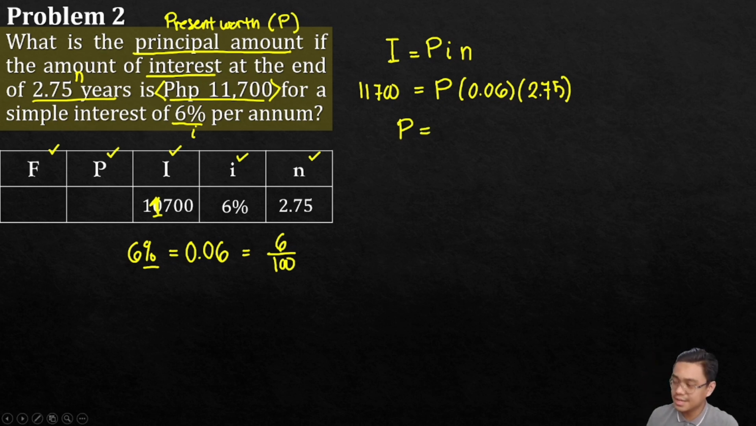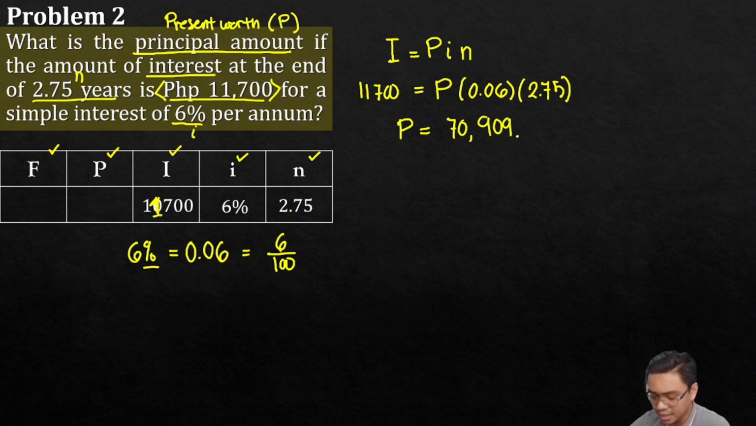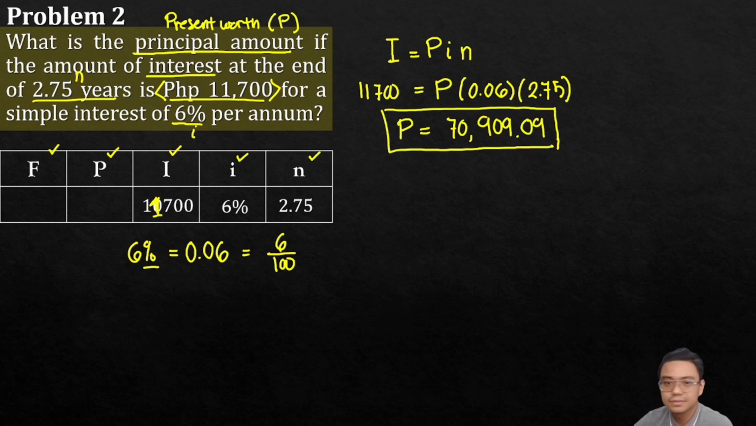So, let me calculate it. Again, to practice, try solving this problem. That will be 11,700 over 0.06 times 2.75, and that should give you our principal amount, which is 70,909.09 pesos. This is our present worth. Okay? So there you have it. That's how you're going to solve for this problem.